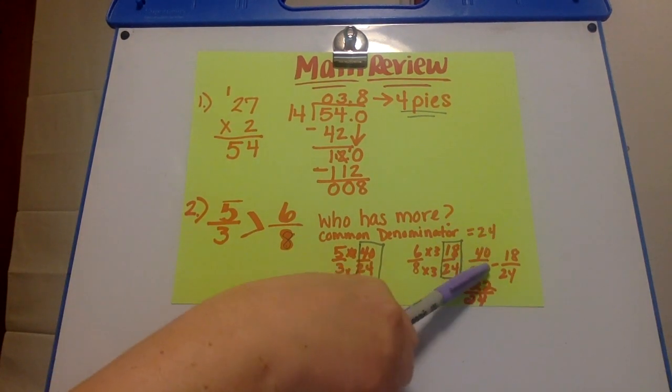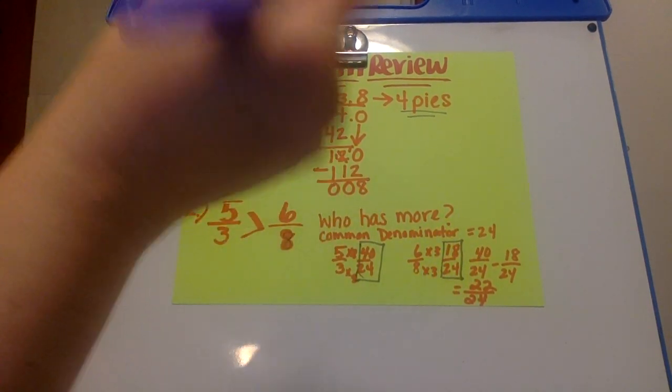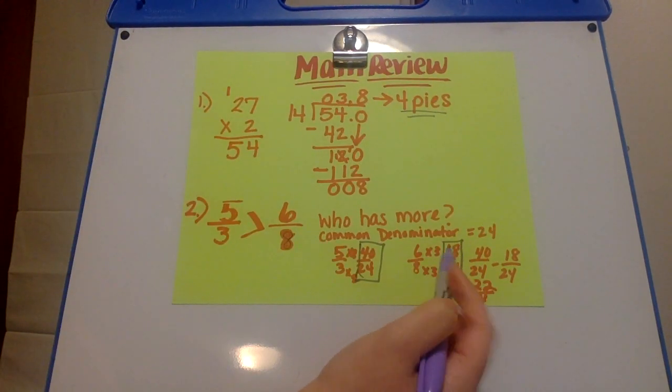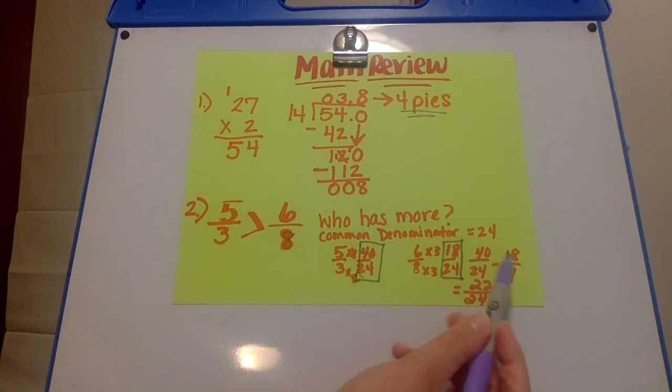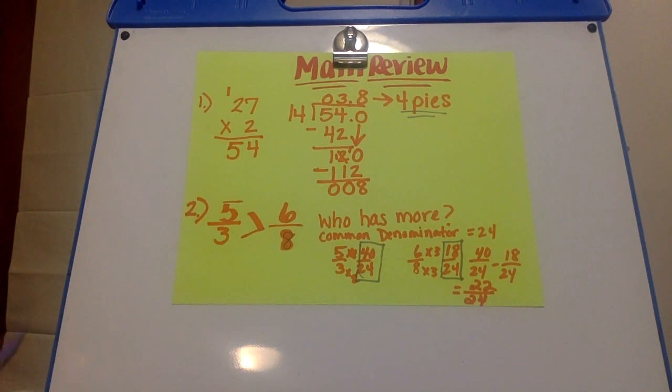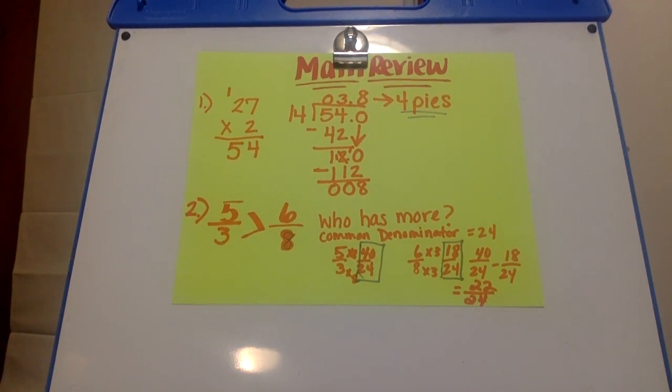And then I subtracted because they wanted to know who has more, what was the difference. So 40 over 24 subtracted by 18 over 24, which leaves us with 22 over 24. Give yourself a check if you got it right, circle it if you got it wrong.